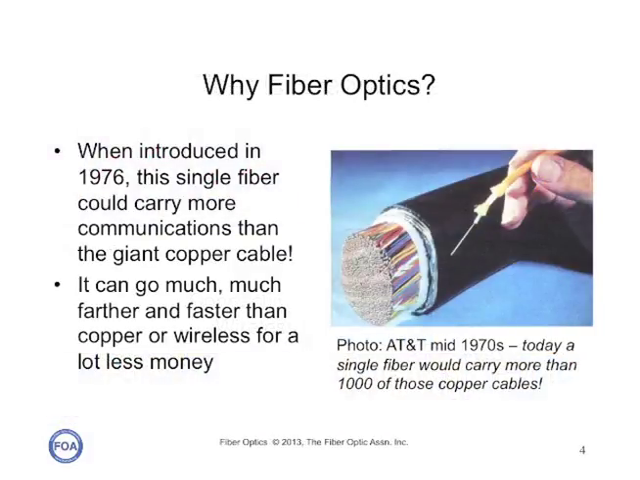This photo, taken by AT&T 40 years ago, shows how a single fiber would carry more communication signals than that large multi-pair copper cable. Today, a single optical fiber would carry more communications than 1,000 of those cables would 40 years ago. The whole economics of fiber is determined by the fact that it has higher bandwidth and higher distance capacity. It can go further and faster for a lot less money.